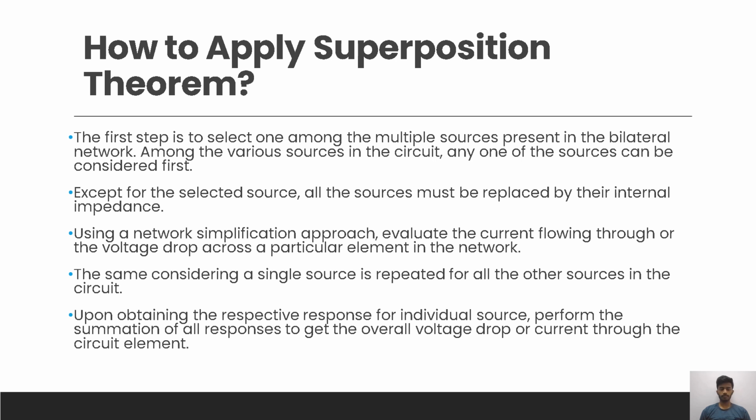Using a network simplification approach, evaluate the current flowing through or the voltage drop across a particular element in the network. The same process, considering a single source, is repeated for all the other sources in the circuit. Upon obtaining the respective response for each individual source, perform the summation of all responses to get the overall voltage drop or current through the circuit elements.